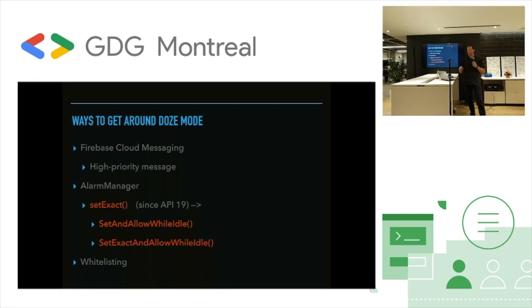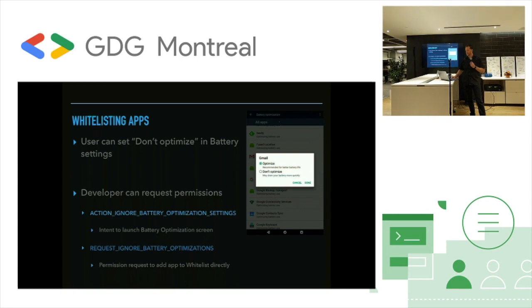So the last thing we can do to get around Doze mode is whitelisting. But whitelisting is kind of a tricky situation. Now, all of us can do whitelisting right now. Your device has the battery optimization settings. You can get in there and pick an app that you want to behave all the time as you expect, and you can turn that on.